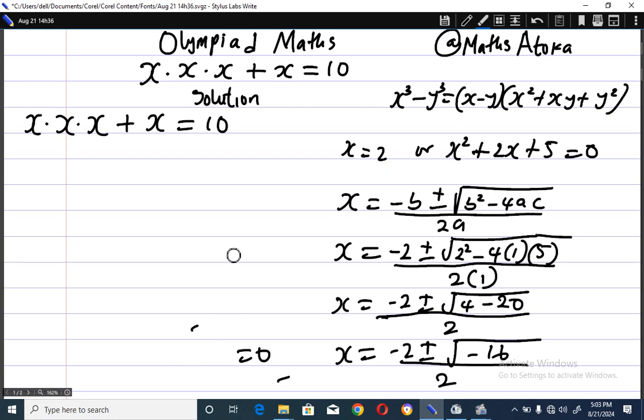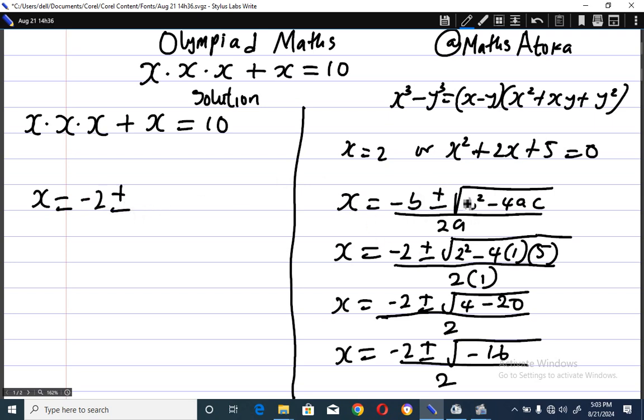Okay, so having this now, let me put my line to demarcate this. So I'm going to have that x is equal to minus 2 plus or minus the square root of 16, which is 4, and the square root of a negative number is i, then everything divided by 2. So x is equal to, now 2 divided by 2 gives you minus 1, plus or minus 4 divided by 2, which gives you 2i.